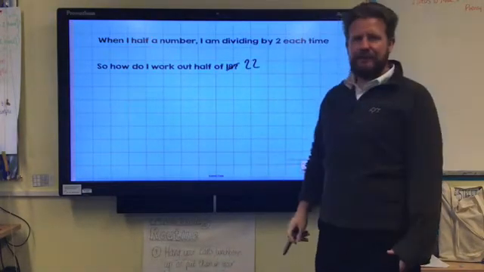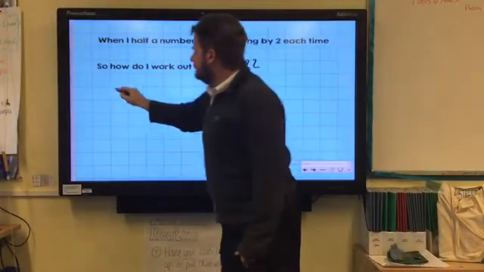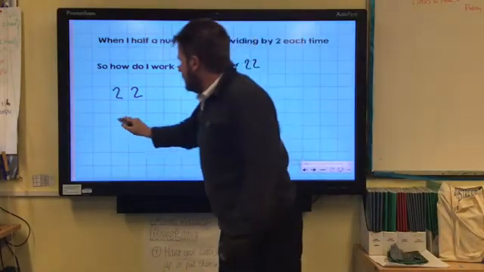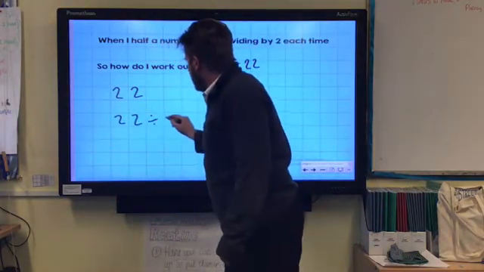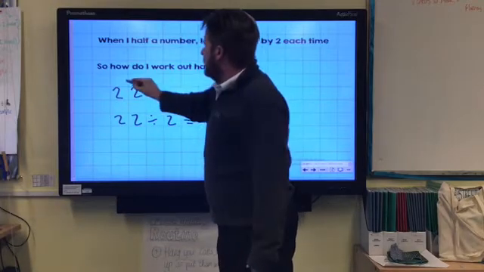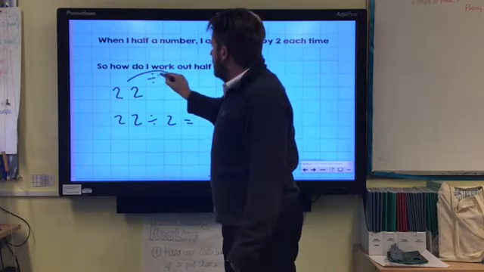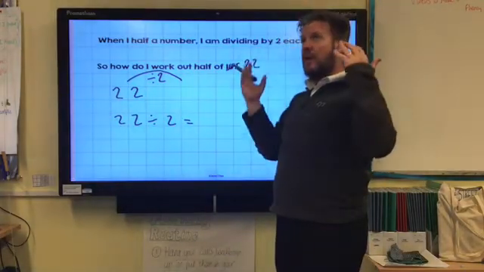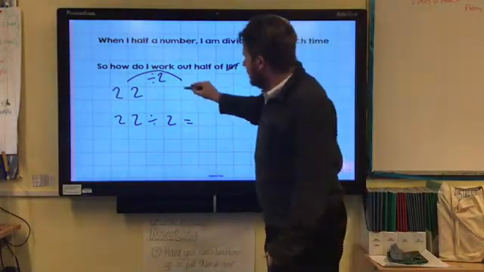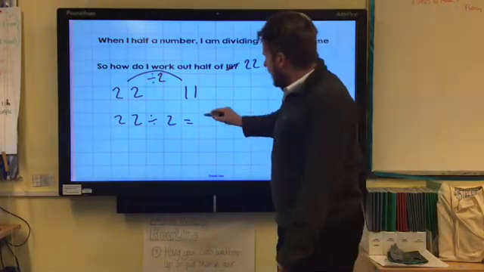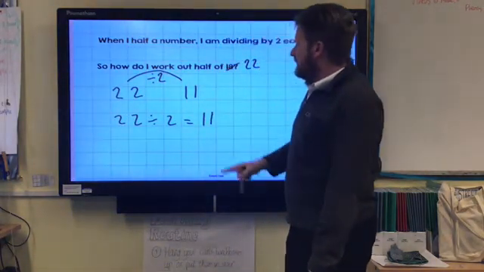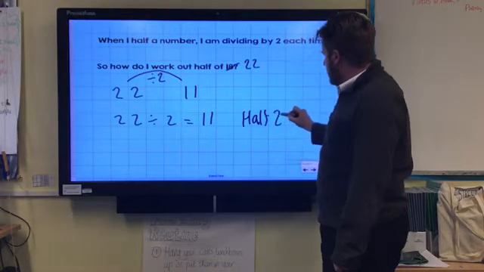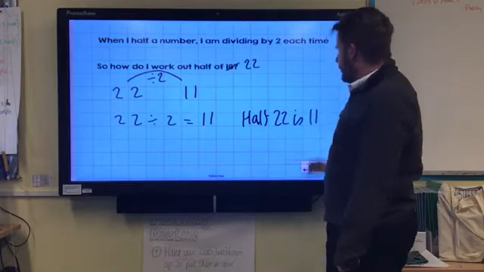Let's do half of 22. So I've got 22. And I know that if I half a number, I can do 22 divided by 2 equals something. And I can do the same thing up here, divide by 2. Now, if I divide 22 by 2, use my knowledge, what do I multiply 2 by to get to 22? Well, that's 11. There we go, there's 11, and then we can do 11 here. So that must mean that half of 22 is 11.